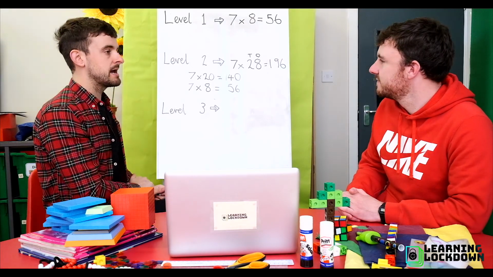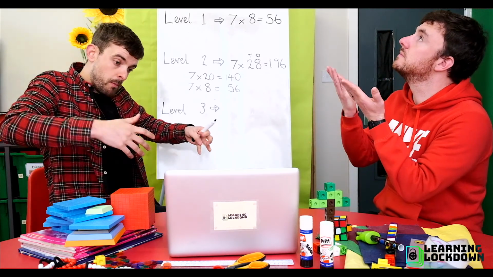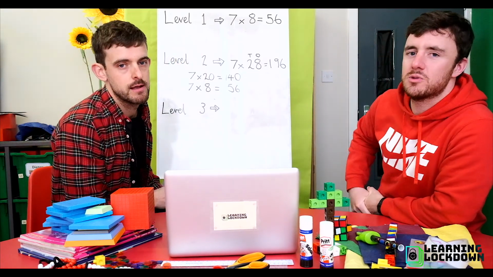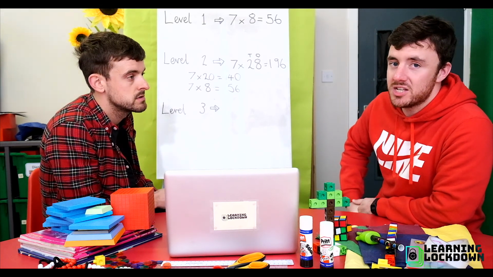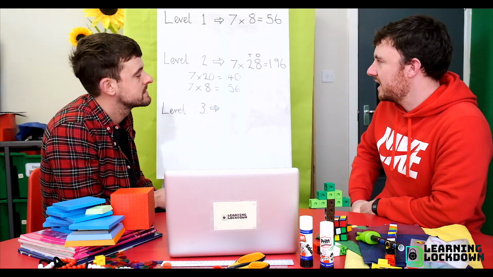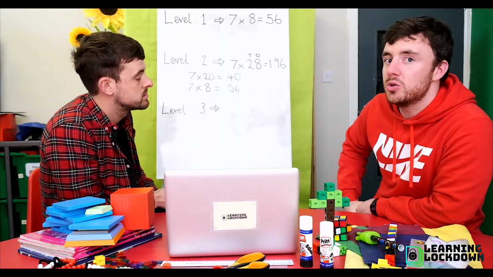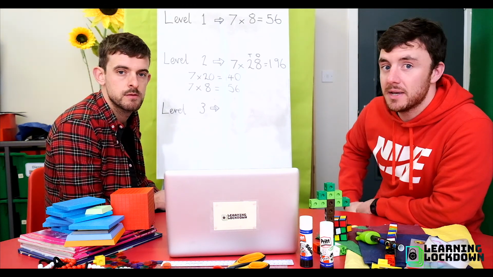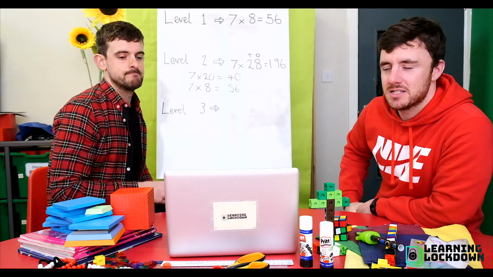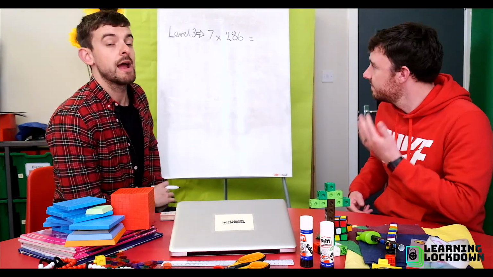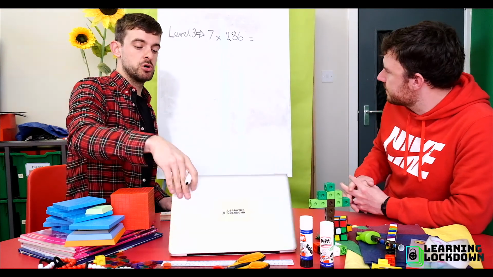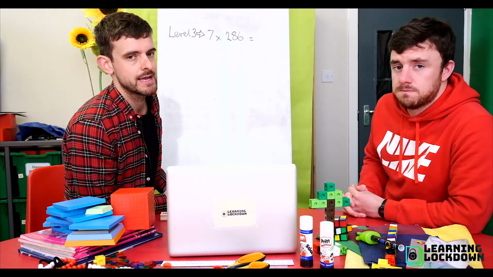Right, it is time to level up. Welcome to level 3. What do you think level 3 is going to involve? In level 1, we did 1 digit by 1 digit numbers. In level 2, we did 1 digit by 2 digit numbers. What do you think level 3 is going to be? Correct. 1 digit by 3 digit numbers. Right, I've just moved everything up the board to make sure we can see all of our working out.